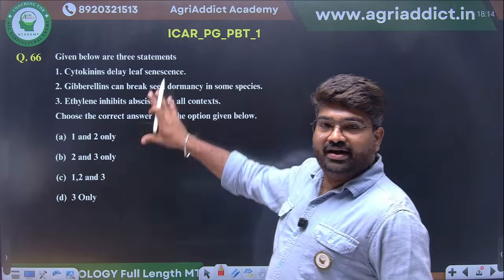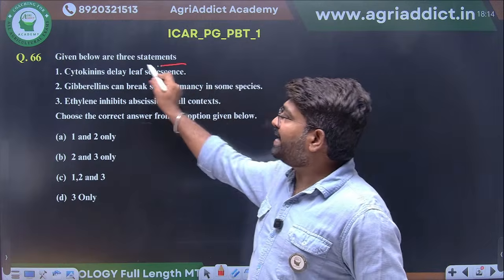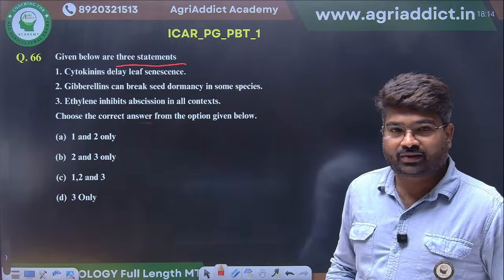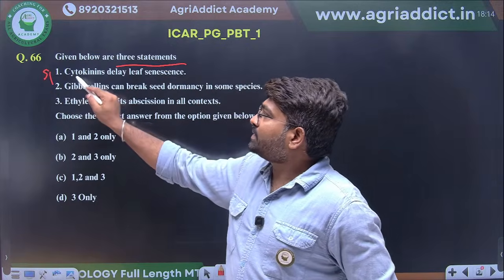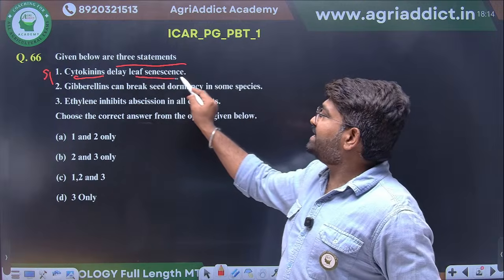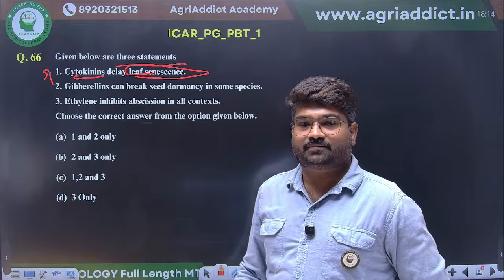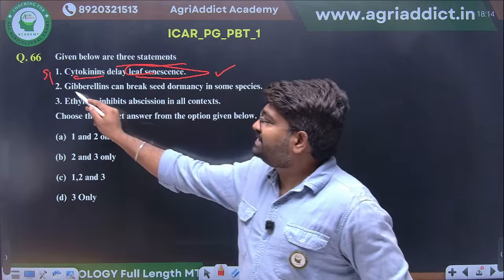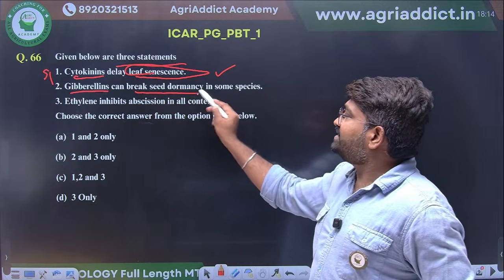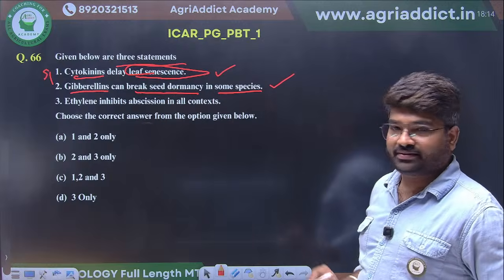This we have already discussed in our class about the role of plant hormones, the major roles. Statement 1: Cytokinin delays leaf senescence. Whether this is correct or wrong? That is correct. Gibberellins can break dormancy in some species. This is also correct.